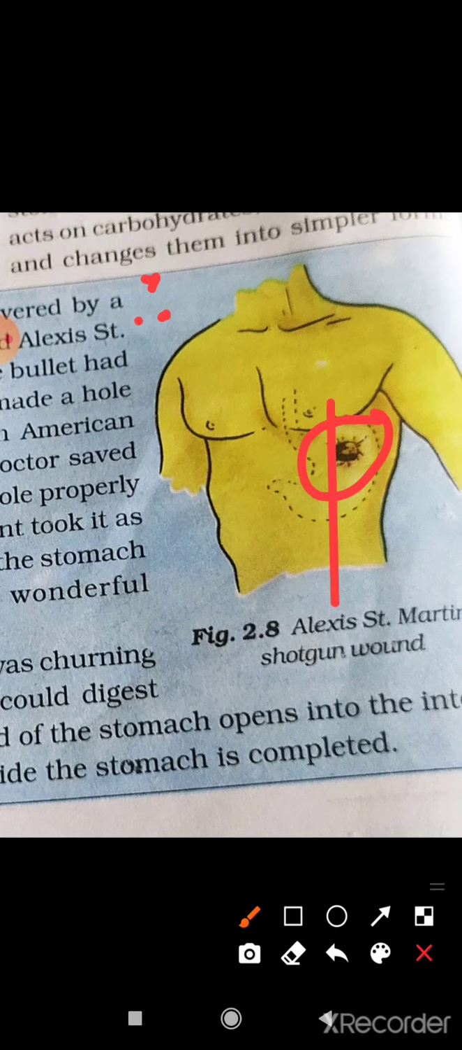Means 3 observations थे उसके, क्या थे? Beaumont found that the stomach was churning the food and its wall secretes the fluid. You know that fluid means the digestive juices or gastric juices that contain the mucus, the HCl and pepsin. And he also observed that the end of the stomach opens into the intestine only when the digestion of the food inside the stomach is completed.